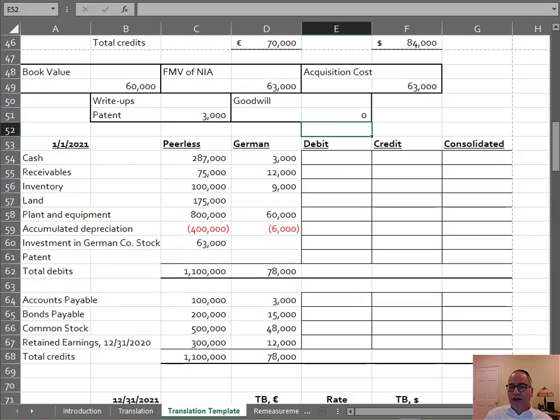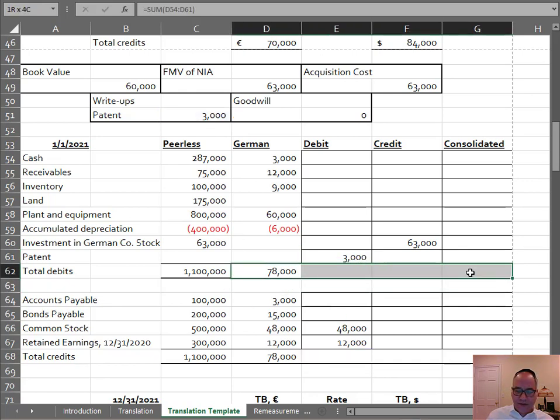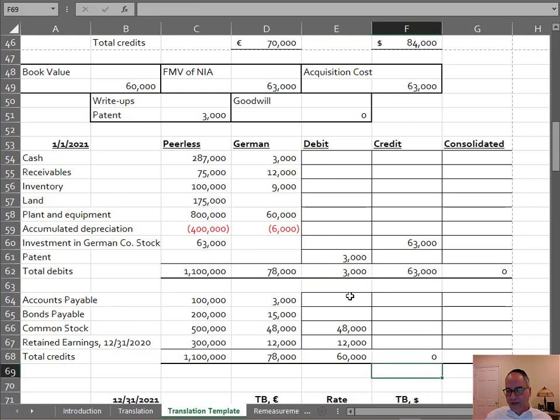So if we were to consolidate on the date of acquisition, here's the information about German that I just calculated. I'm going to debit common stock of the sub, debit retained earnings of the sub. This is just the date of acquisition, folks. Don't get all excited yet. I'm going to credit the investment value, and I'm going to debit this patent of $3,000. And hopefully this balances. 63 minus 3 is a $60,000 credit on the right. So 63 plus 63, that's good.